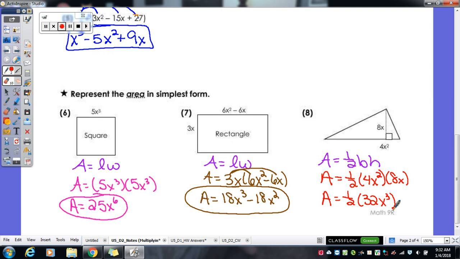So when I multiply my 4x squared times my 8x, that gives me 32x cubed. Add my exponents there. 1/2 times 32 makes that 16x cubed.